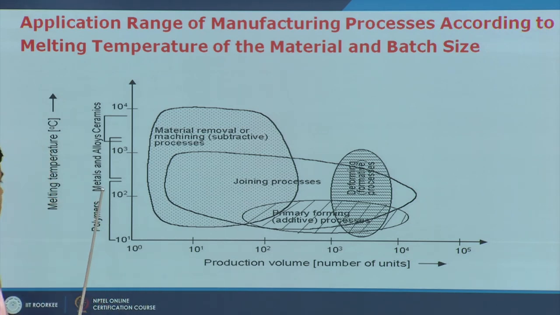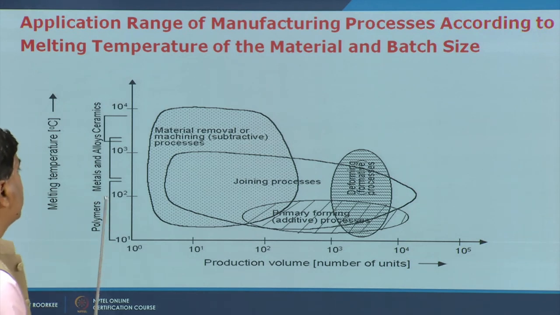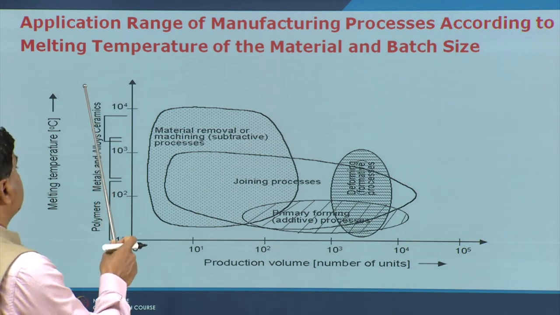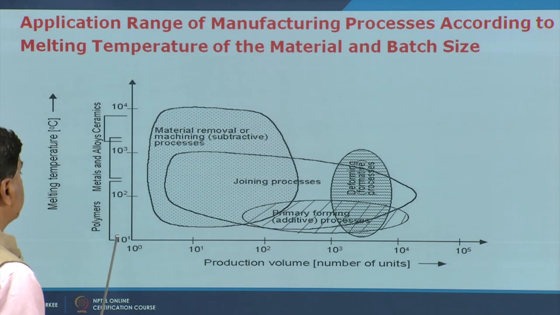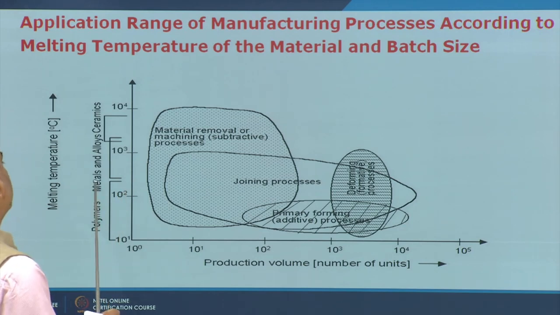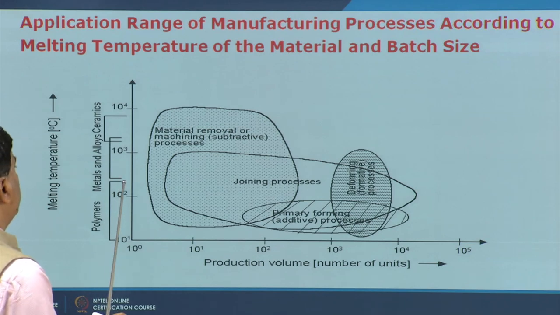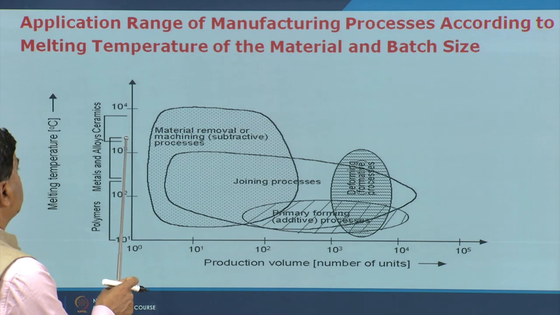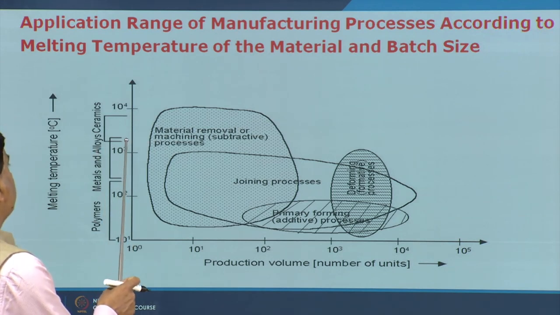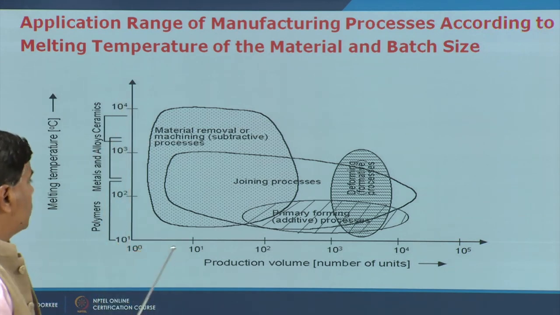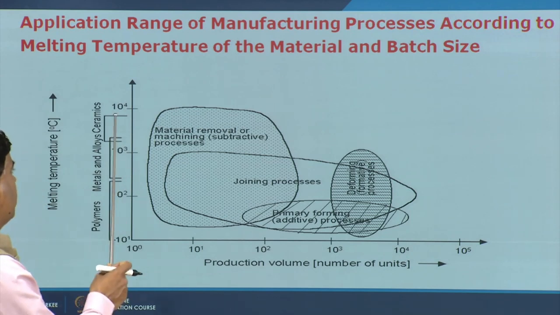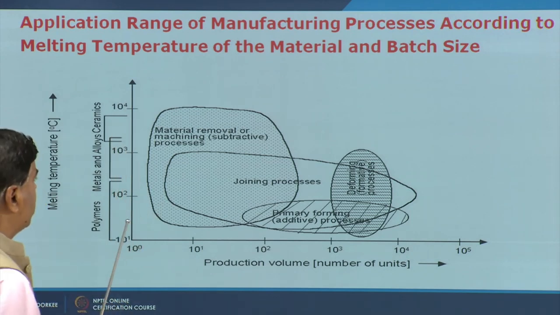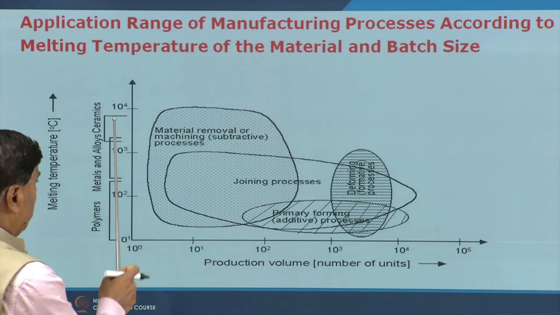We know that the polymers will have the lower melting point temperature, then metals and then ceramics. So, for the polymers it is say from 10 to 100, and for the metals it is from say 200 to about 2000 to 3000 degree centigrade, and for ceramics about 3000 to the higher temperature of say 7000 or 8000 degree centigrade.